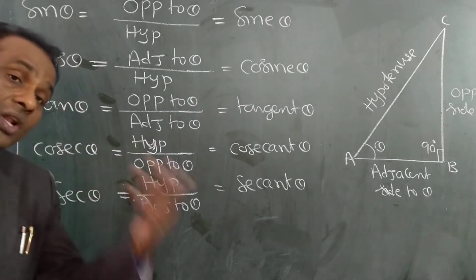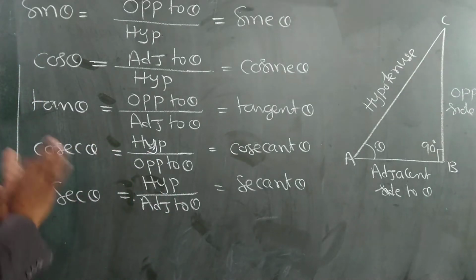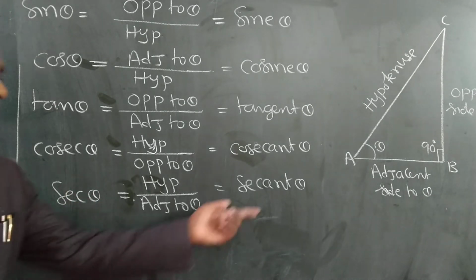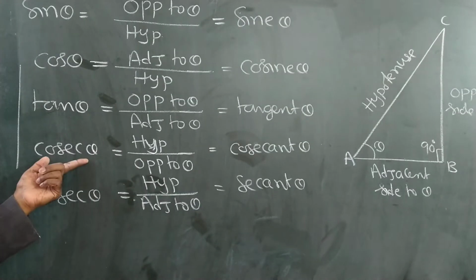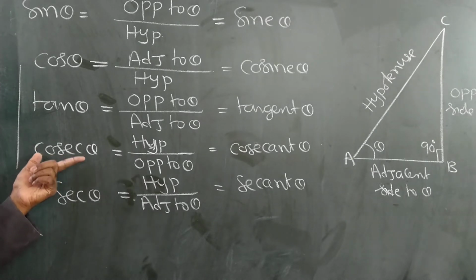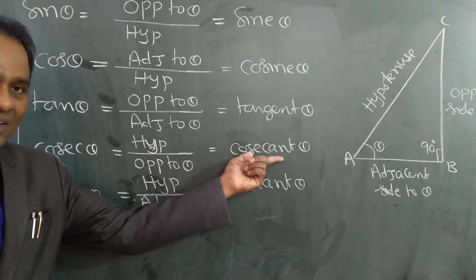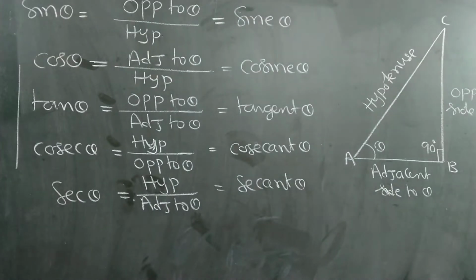Even we can pronounce it as secant, but we write only the spelling like this. We don't write in full. You can read it as cosecant, but we don't write in full. We write only the short form.